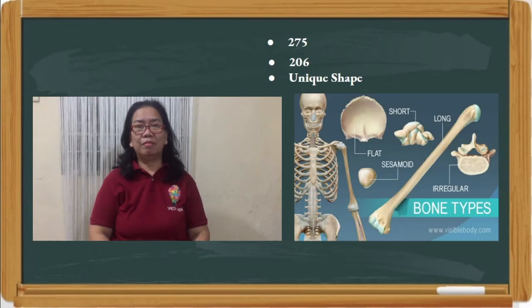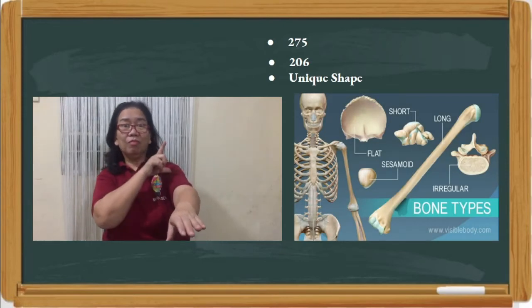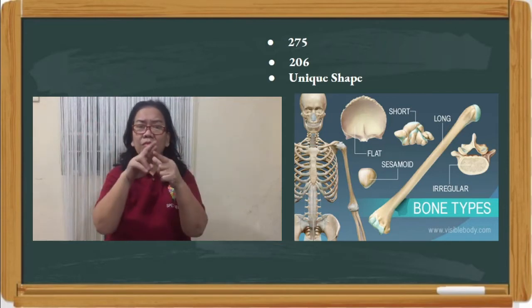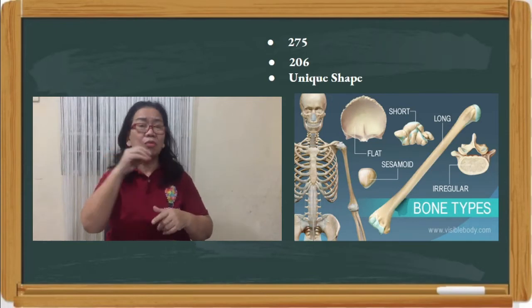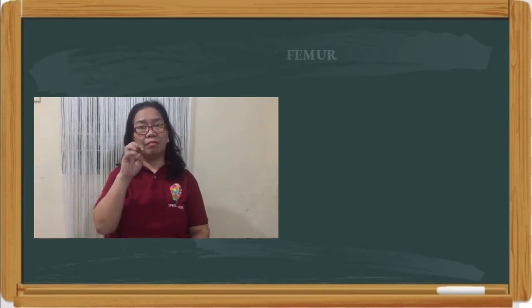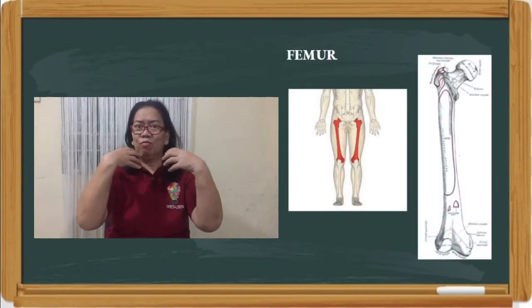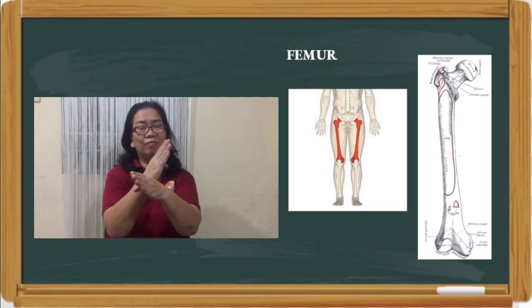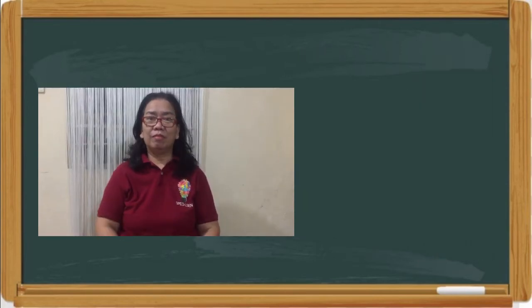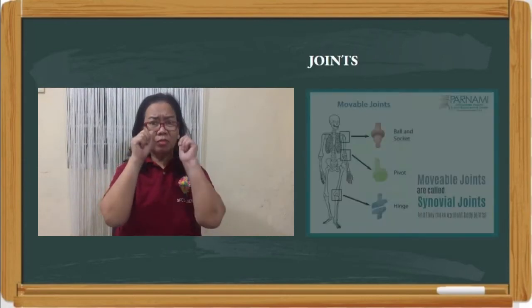The major classifications being long, short, flat, or irregular. Femur is the longest and strongest bone. Movable joints allow various movements, like twisting and turning.